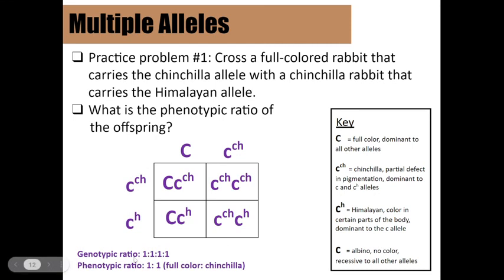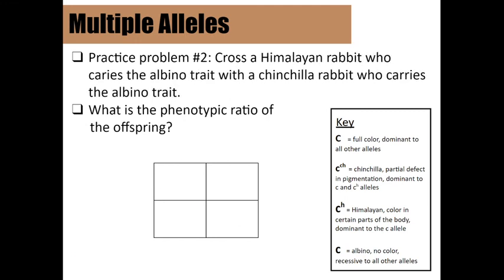So your genotypic ratio is going to be 1 to 1 to 1 to 1 because every single box here looks different. But your phenotypic ratio is 1 to 1 because we have our full color to our chinchilla. So these two are going to be represented by your full colored. Well, these two are represented by chinchilla because they don't have that full colored capital C dominance. So let's do another one.